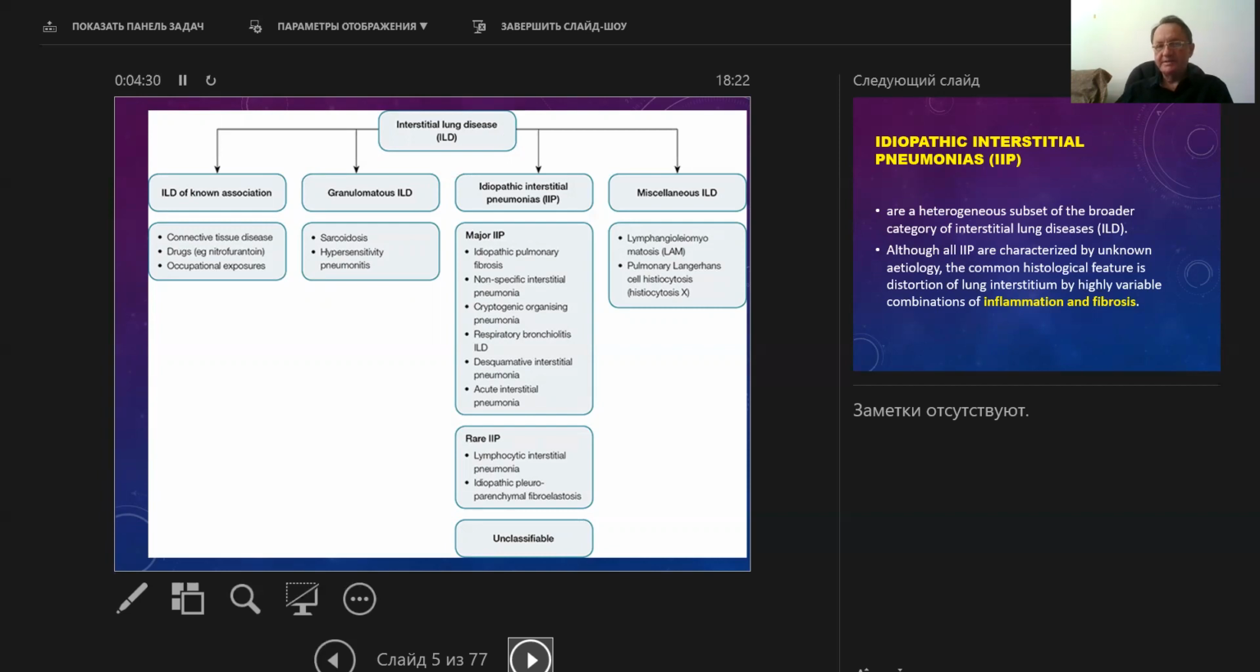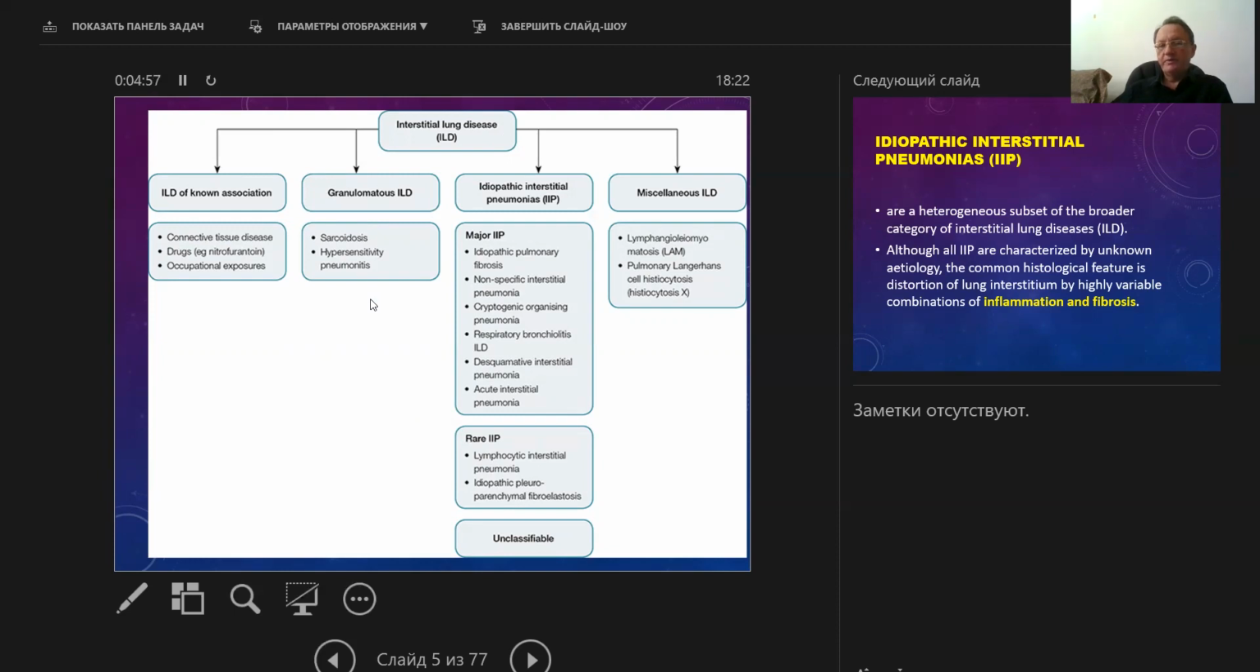The second group is the so-called granulomatous interstitial lung disease, which is characterized by formation of specific or non-specific granulomas along the interstitium, including sarcoidosis, hypersensitivity pneumonitis, and, by the way, known etiology of granulomas, including tuberculosis.